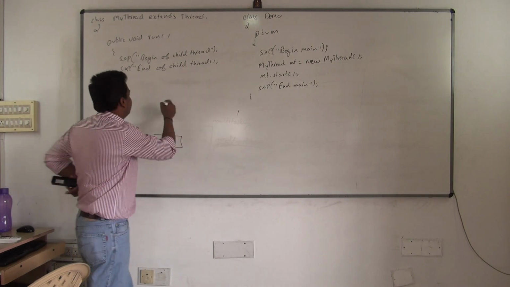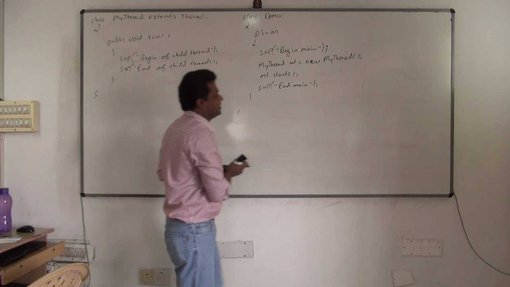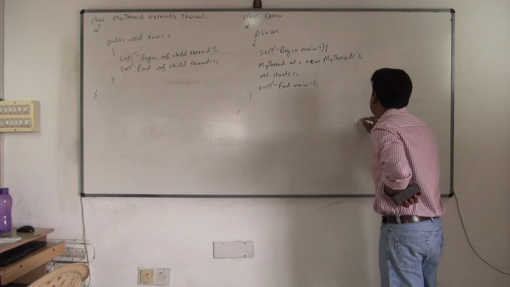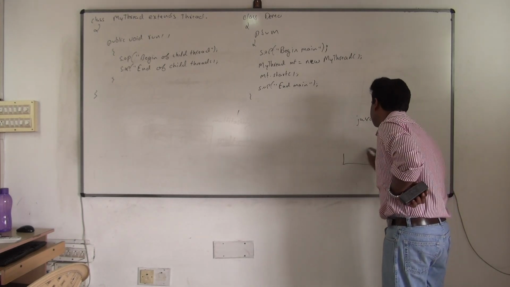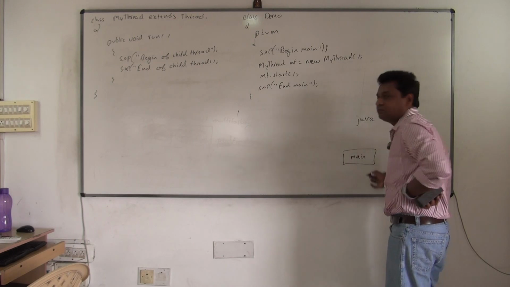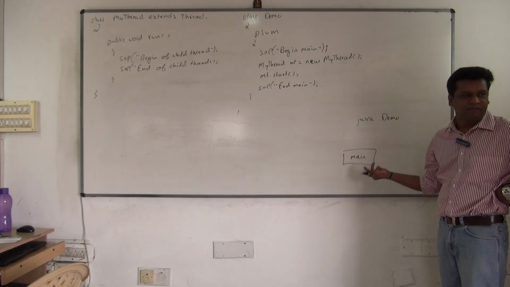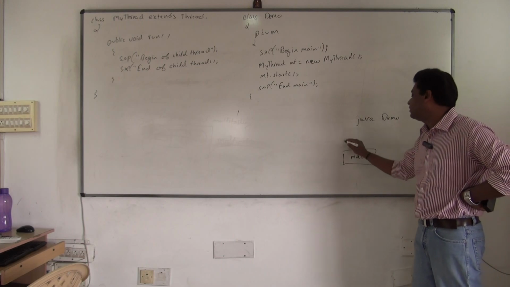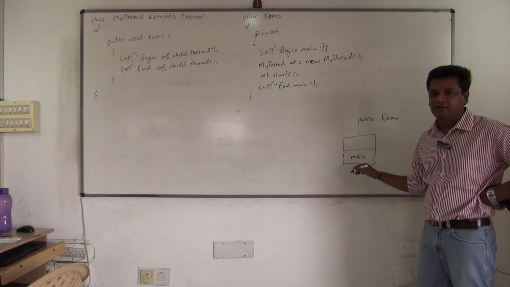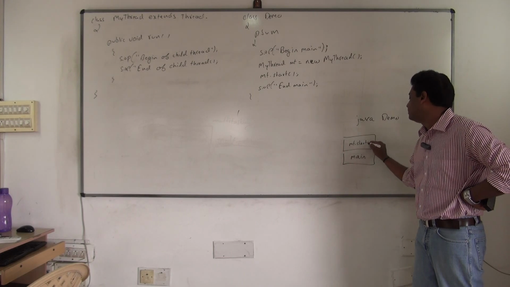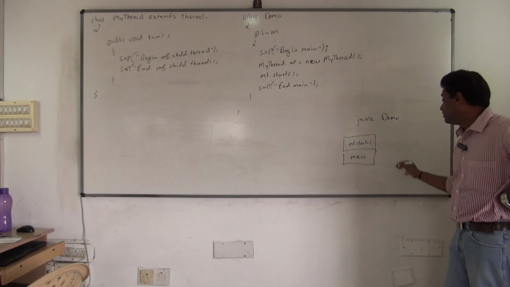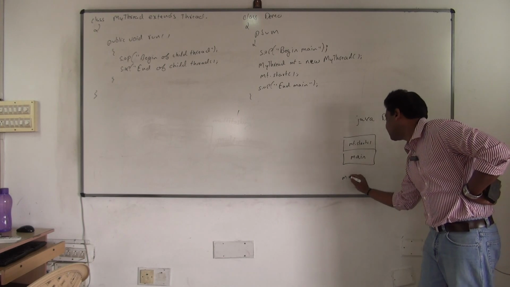First, when you start this program, see what's happening. When you type java Demo, exactly what is happening? First, there will be one main stack. Main thread is nothing but the main stack. Now, what is this stack doing? What is this method doing? Calling emp.start. So when it says emp.start, this is called the main stack.